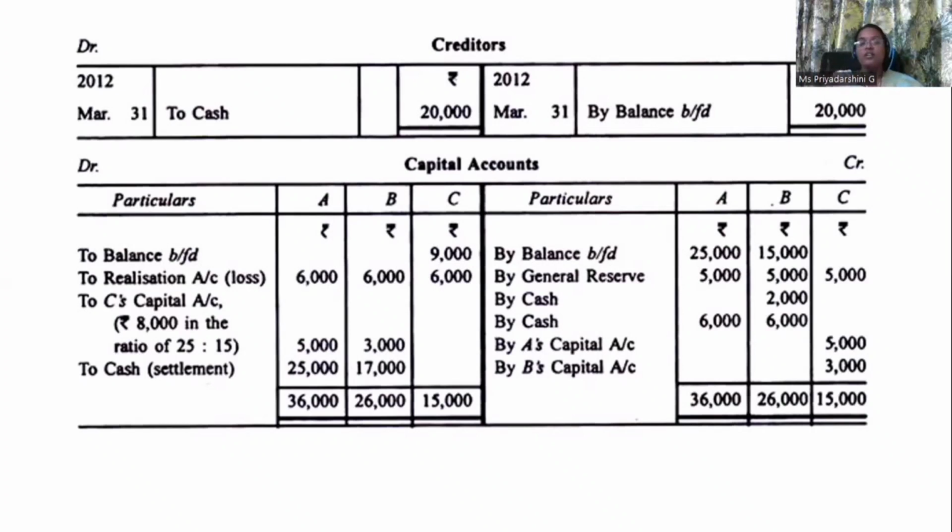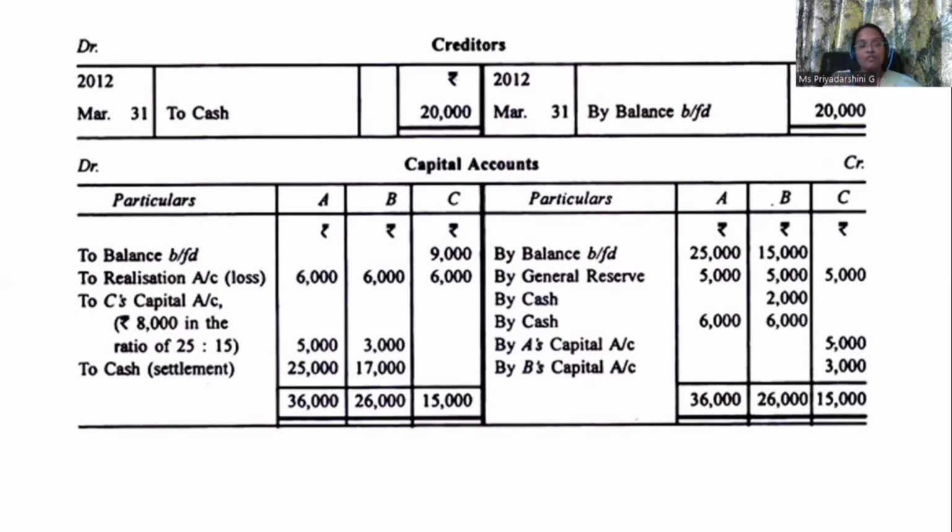Whatever loss has been suffered by the company due to insolvency of a partner is borne by whom? It is borne by the solvent partners. Since C is insolvent in this company, only A and B are solvent partners. So that's why A and B partners are supposed to bring in 6,000 cash each for the realization loss which has been accounted here. When you see, the realization loss is 6,000, 6,000. So those amounts have been asked to be brought as cash by partners A and B, who are solvent.